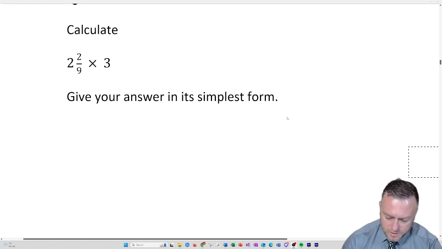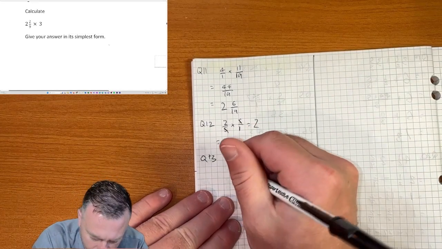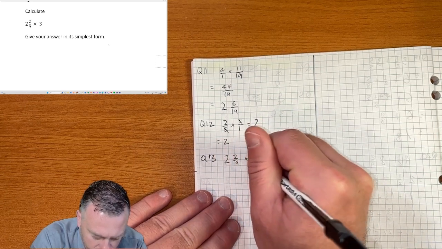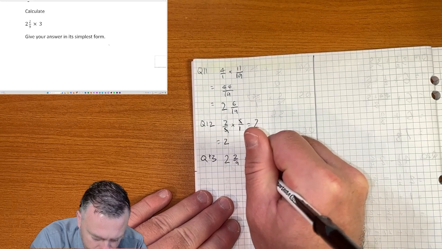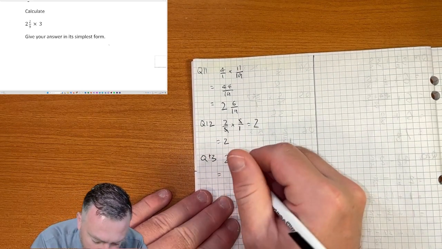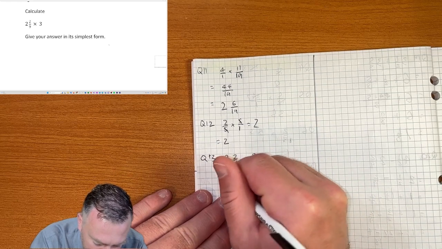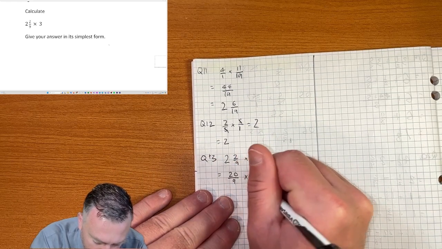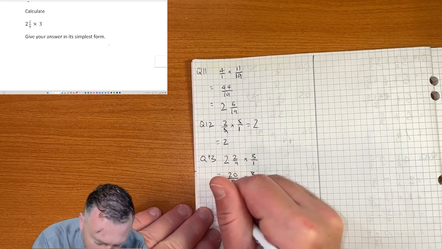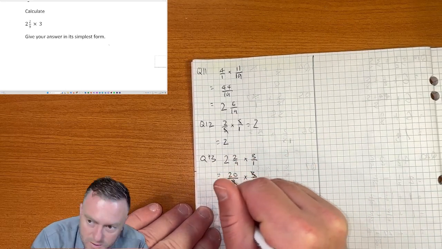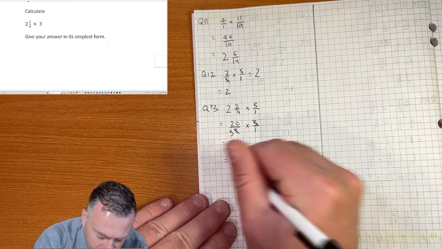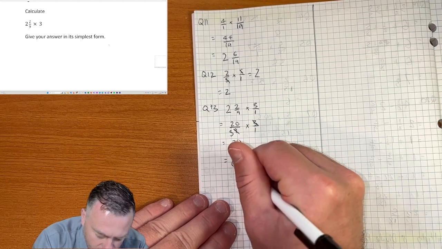2 and 2/9 times 3. So 2 and 2/9 times 3. So first step, convert it. So 2 times 9 is 18, plus the 2 gives you 20 on 9. Times 3 on 1. I'd cancel these out and get you 3. So then gives you 20 on 3. And how many 3's going over that is 6 and 2/3.